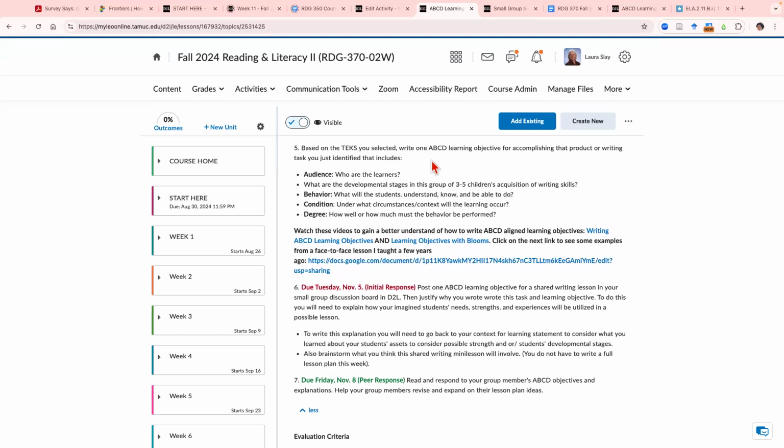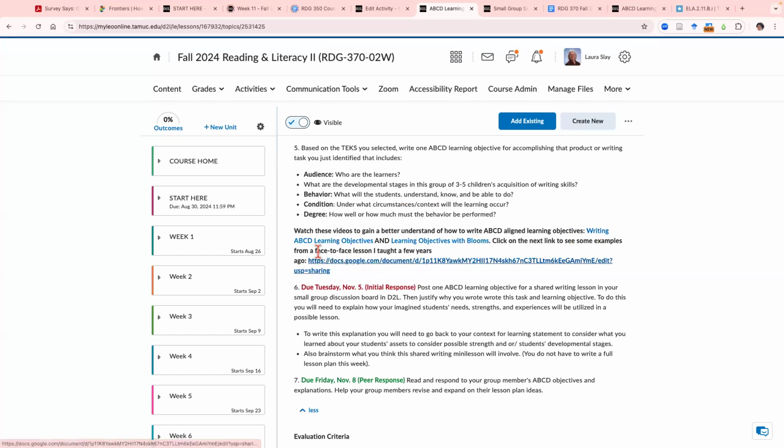So based on the TEKs that you selected, you're going to select one ABCD learning objective for accomplishing that product. Okay, this is where we get into what ABCD is. So you are going to focus on audience, behavior, condition, and degree. Remember, audience is the learner. The audience, and by the way, before I explain this, because I don't want to go into depth here, you're going to be looking at these videos. Please, these are 2 videos that will help you, and then here's some examples.